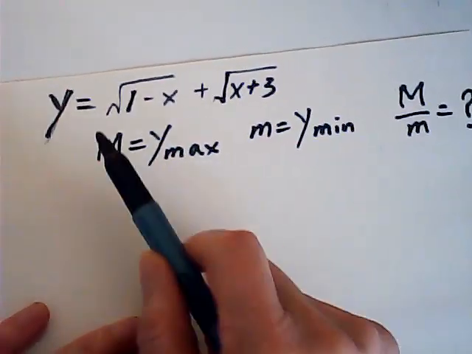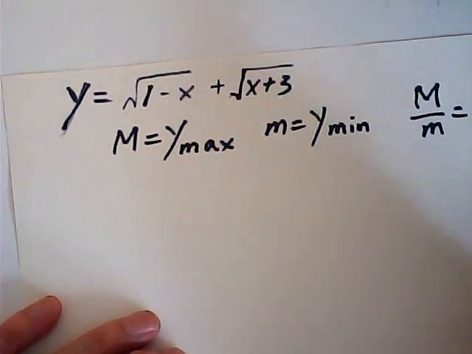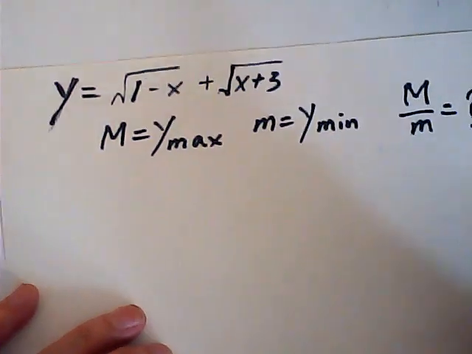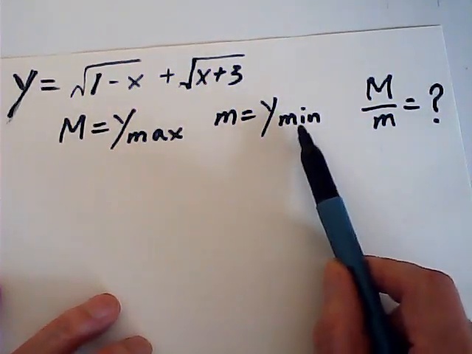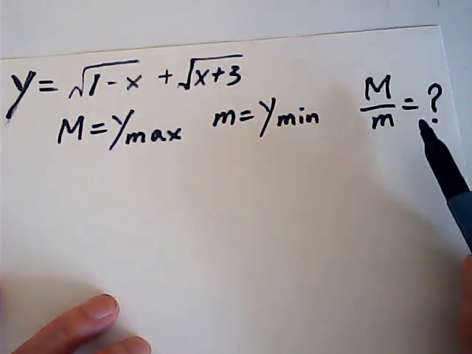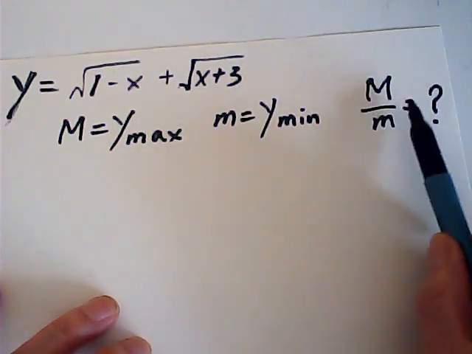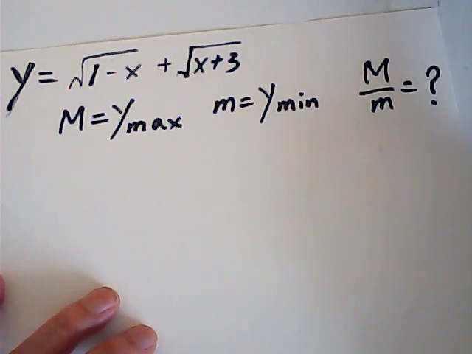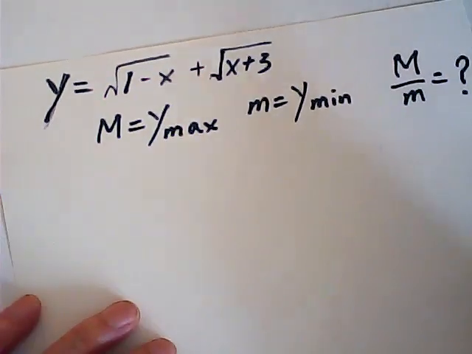Now here is a question. Y is equal to this function, and capital letter M is the maximum value of y, and small m is equal to the minimum value of y. We are finding the ratio between the maximum and the minimum value of y. Now here I would like to present three methods.